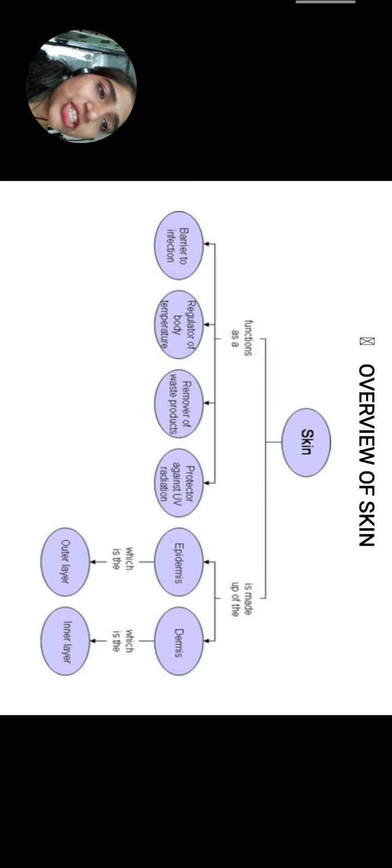So in today's session we have learned the functions of the skin, that is to work as a barrier to infection, regulate the body temperature, remove waste products, and protect from UV rays. The skin is made up of the epidermis and dermis, which is the outer layer and the inner layer of the skin. Always use an SPF when going out, because it will help reduce the damage being caused to the skin. Till today, if we have not used a sunscreen, just imagine how damaged our skin might have been.